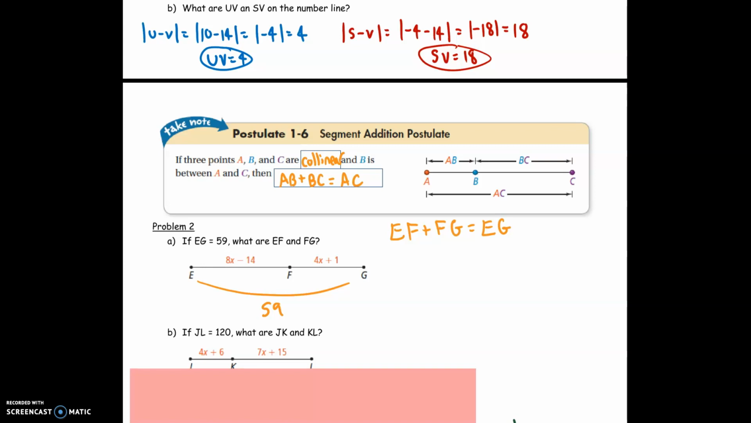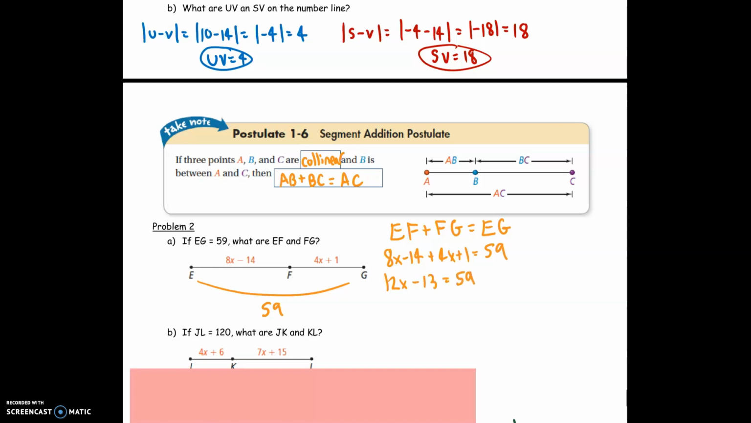And now if I just substitute my algebraic expressions for those instead, the first one was 8x minus 14, the second one was 4x plus 1, and if I add those together, again, that entire length we know should be 59. Most of this, again, is just going to be using your algebra steps. I want to combine my like terms and get 12x minus 13 on that left-hand side.